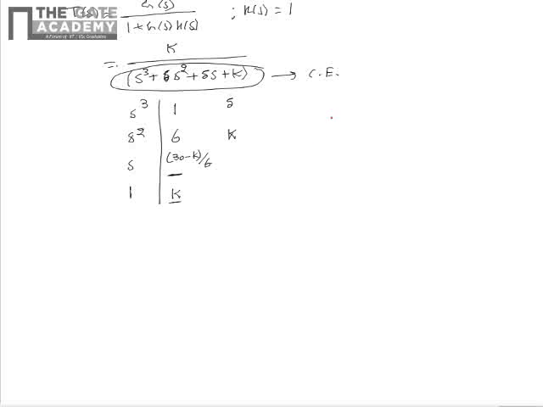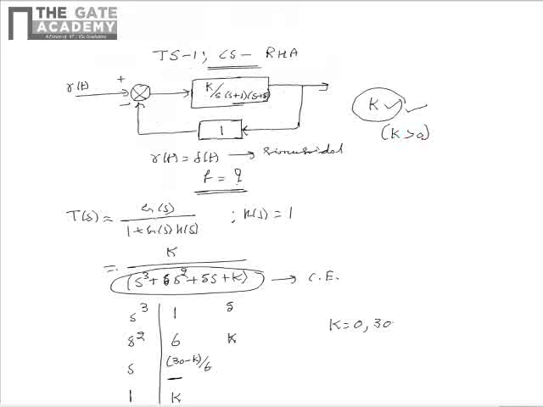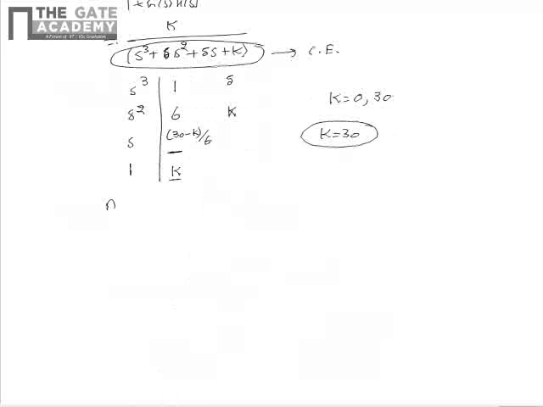Here we see that for marginal stability K is equal to 0 or 30, but it is given that K is greater than 0. From this we see that for marginal stability K equal to 30, and here we get some sustained oscillations in the output of the system for unit impulse input. So from this we see that the auxiliary polynomial can be written as 6s square plus 30 is equal to 0, that implies s square plus 5 is equal to 0.